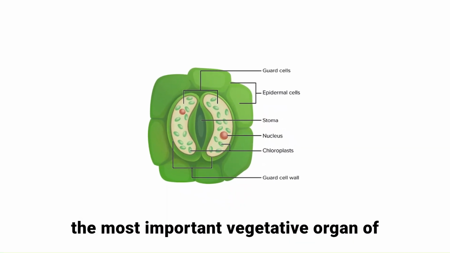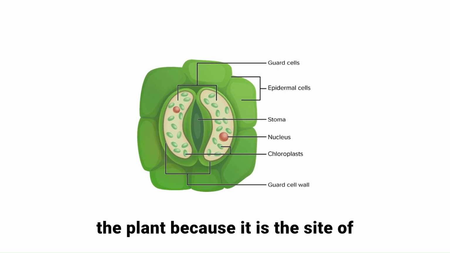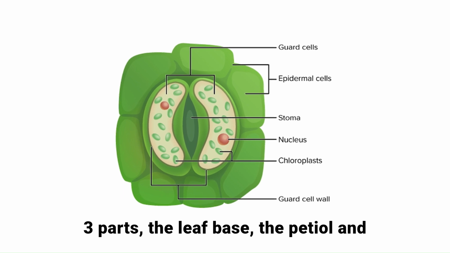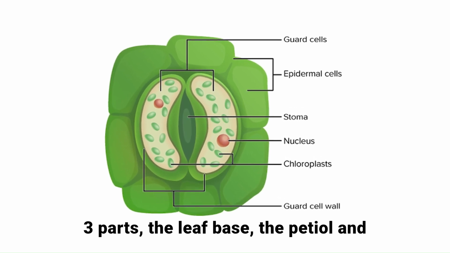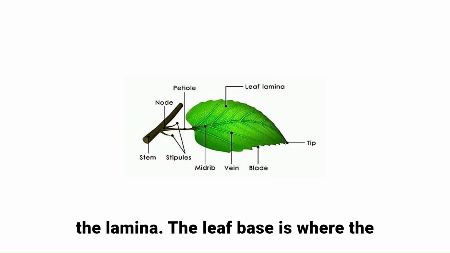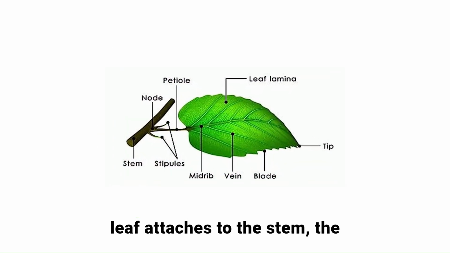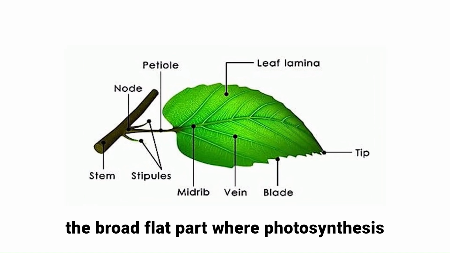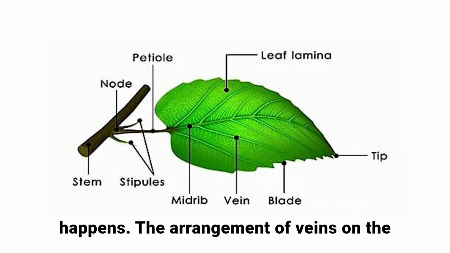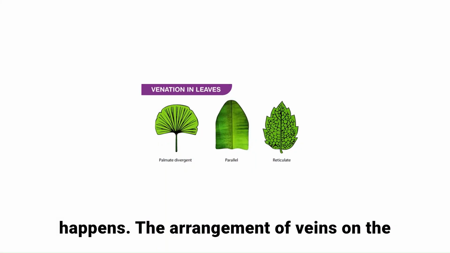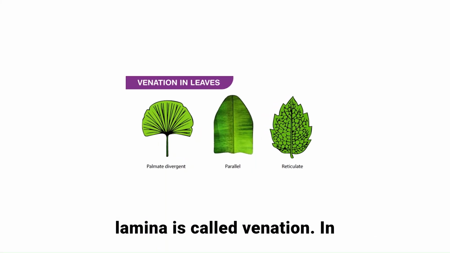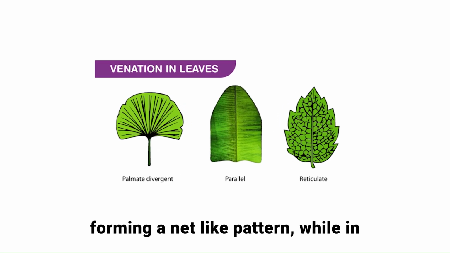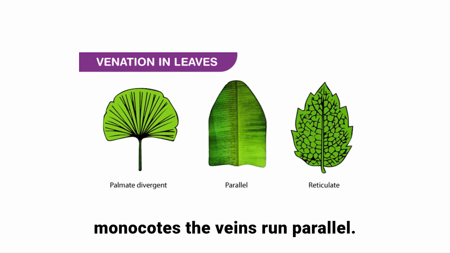The leaf is considered the most important vegetative organ of the plant because it is the site of photosynthesis. A typical leaf has three parts: the leaf base, the petiole, and the lamina. The leaf base is where the leaf attaches to the stem. The petiole is the stalk that connects the leaf blade to the stem, and the lamina is the broad, flat part where photosynthesis happens. The arrangement of veins on the lamina is called venation. In dicots, it is usually reticulate, forming a net-like pattern, while in monocots, the veins run parallel.